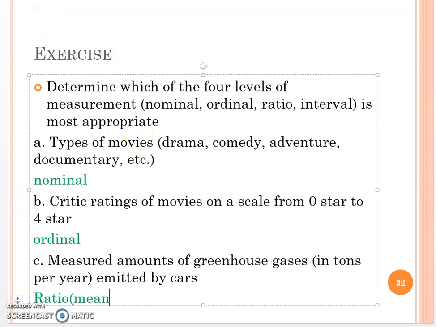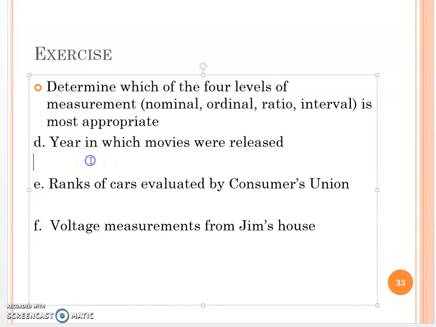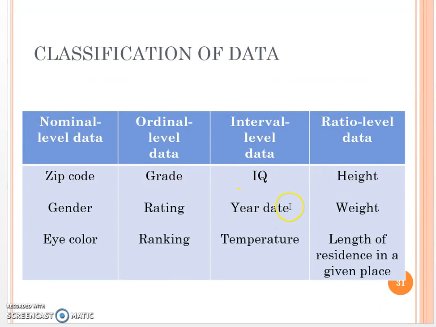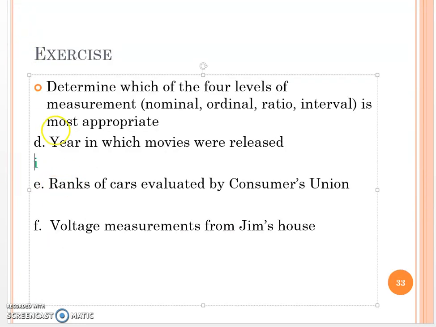With meaningful 0. Okay, next one. Year in which movies were released. Year is in numbers. Year is a typical interval level. So year will be interval. Because when year equals 0, it doesn't mean there's no year. So no meaningful 0.